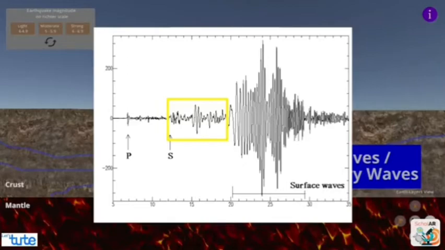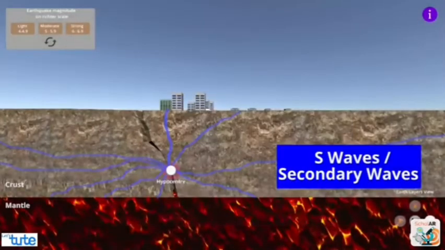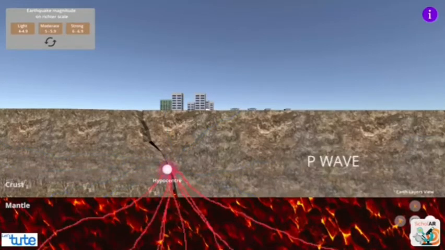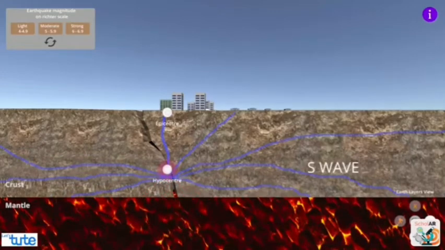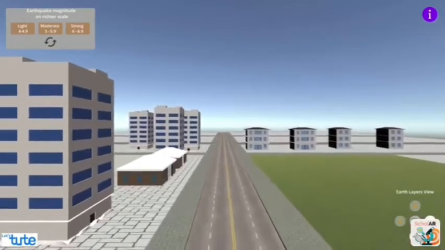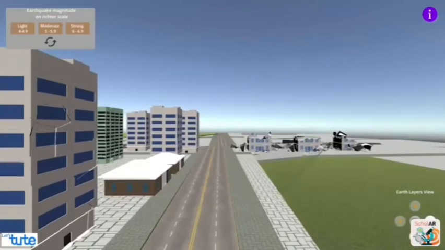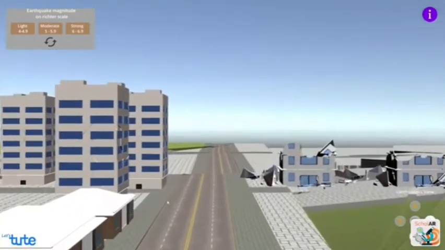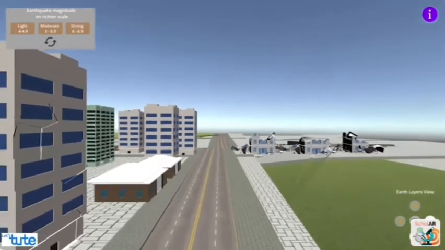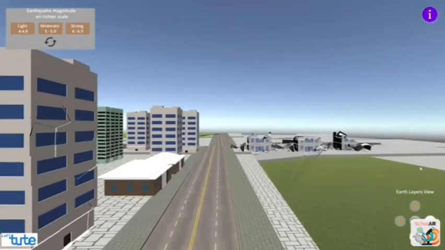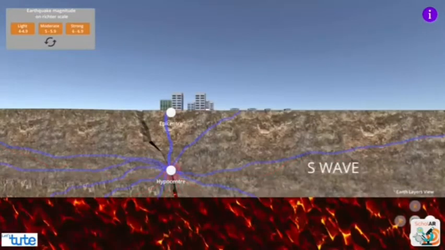Now these S waves hit the surface and start the earthquake. The point at which the earthquake originates on the surface is called an epicenter. After the P and S waves come the surface waves, which are the most destructive waves as they cause the movement or the displacement of the rocks, which leads to falling of structures and causing harm to life. Let's once again see the formation of P and S waves.